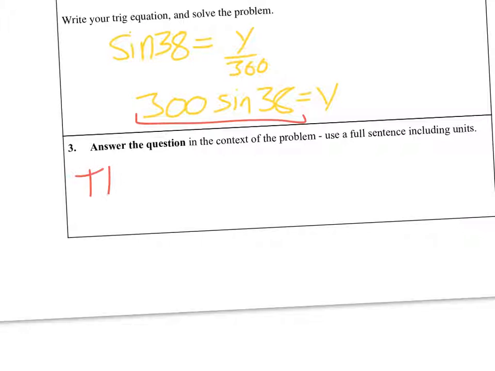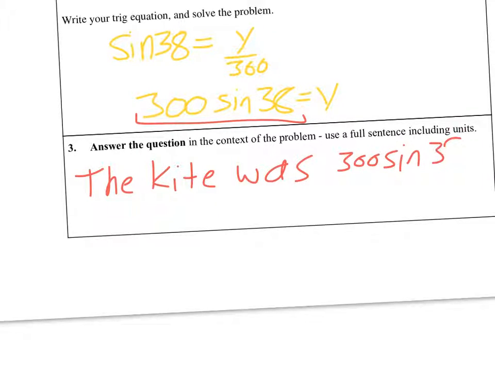And I'm going to say the kite was 300 sine 38 feet, that's my units, above the ground.